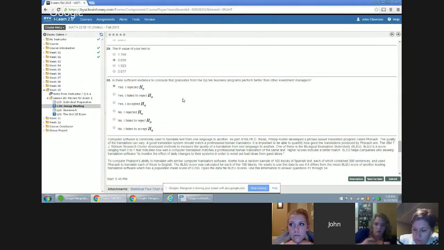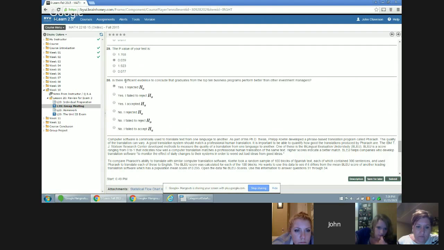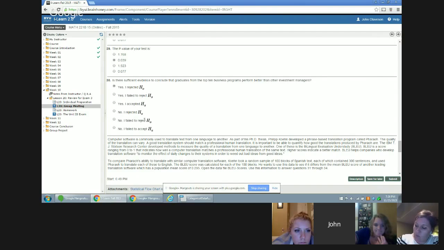If it's insufficient, you fail to reject. So if P is low, you're going to reject the null. So you have sufficient evidence to reject. If P is high, it's insufficient, fail to reject. Okay, perfect. So if this number is sufficient, then you choose this one. If it's insufficient, you choose this one. Right.